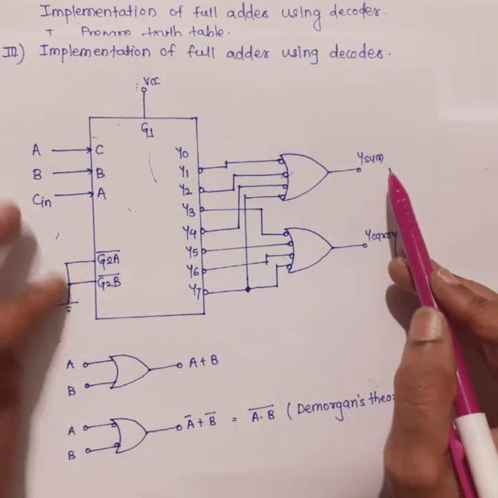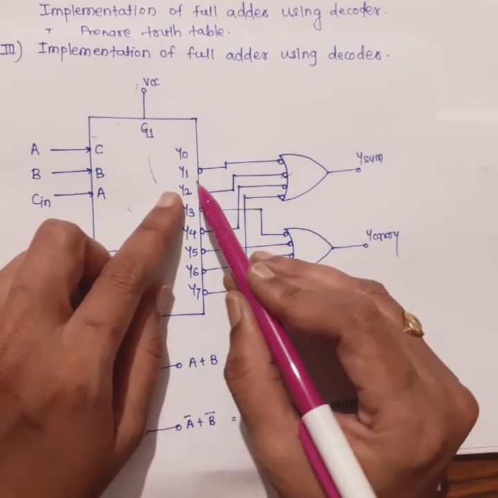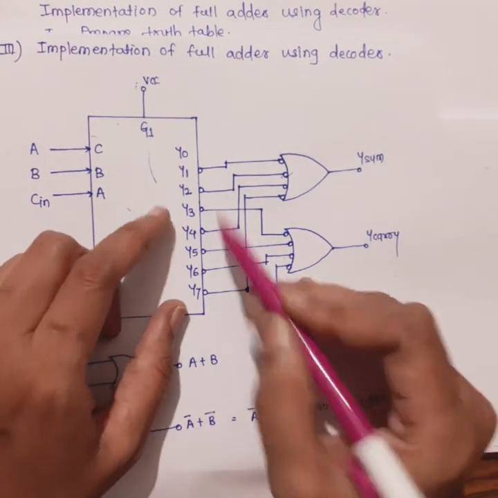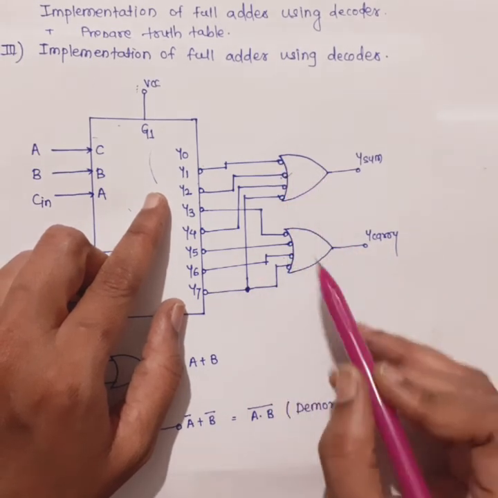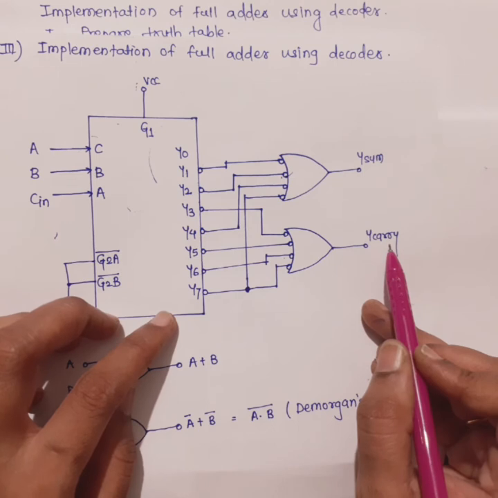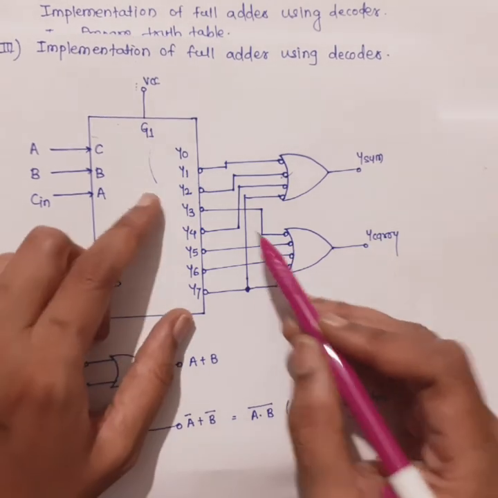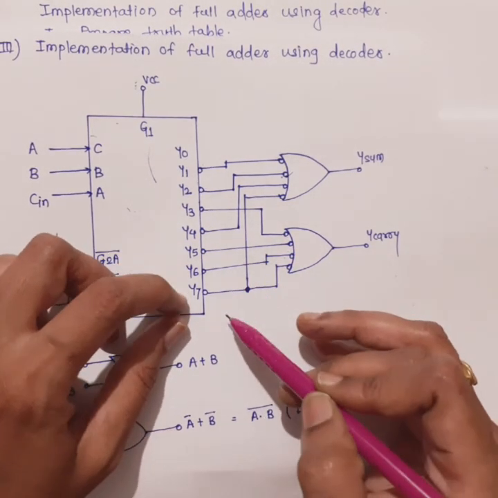Now sum is obtained by ORing minterms 1, 2, 4, 7. So respective output lines are used here for ORing. Then carry is obtained by ORing minterms 3, 5, 6, 7.